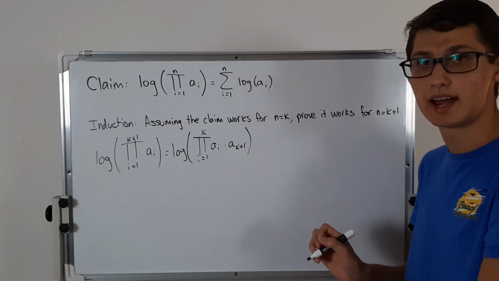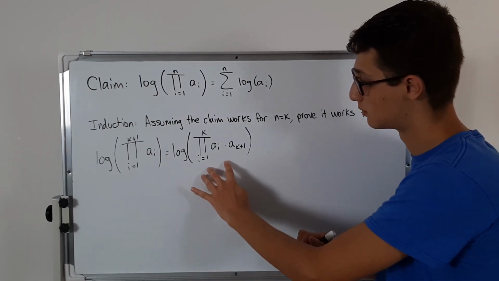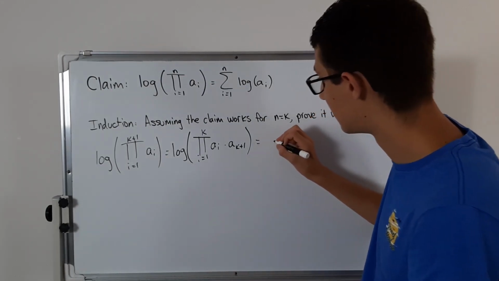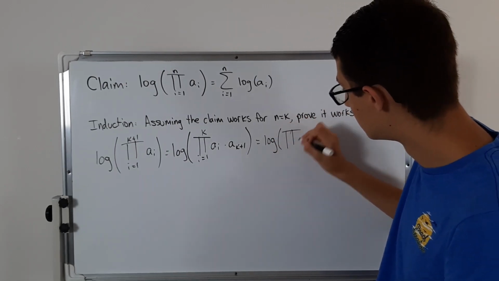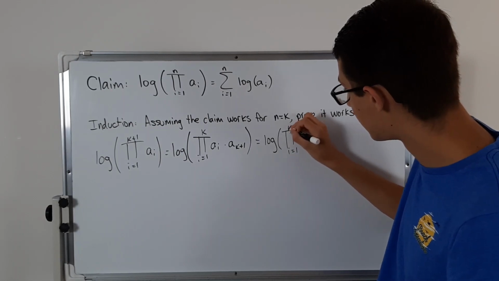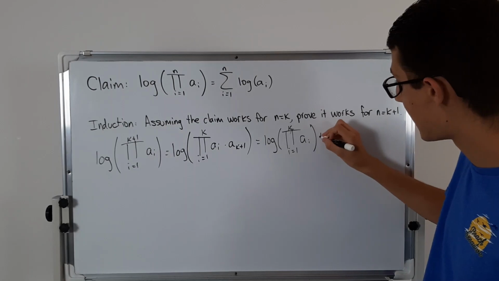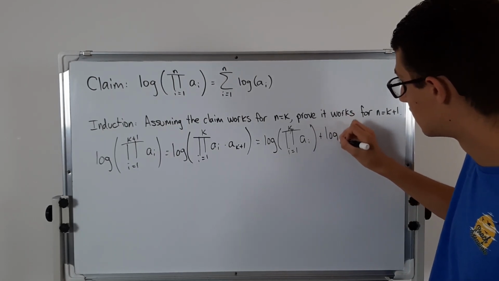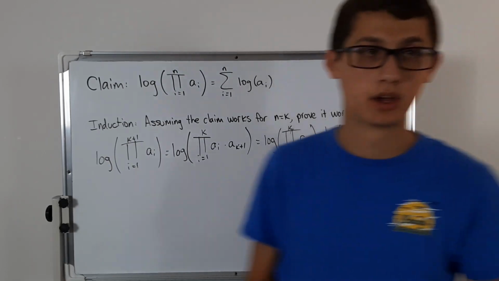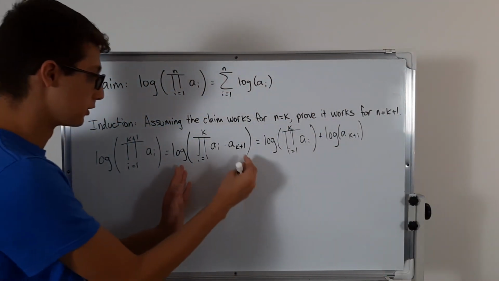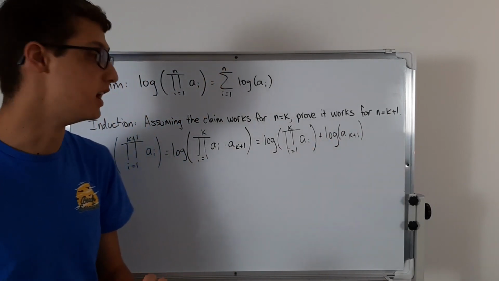Then we can apply the rule that we stated earlier for the case of two things being multiplied, and say that this is going to be the log of the product from i equals 1 to k of a sub i, and then we're adding that to the log of a sub k plus 1. Basically we're multiplying two things, and so I'm splitting them up into addition right there.